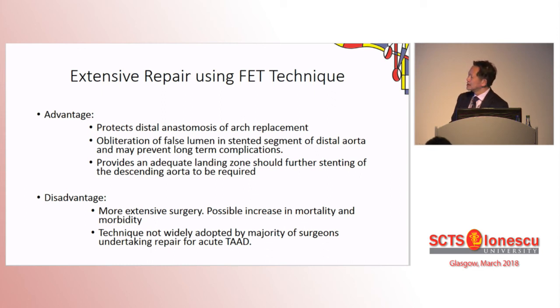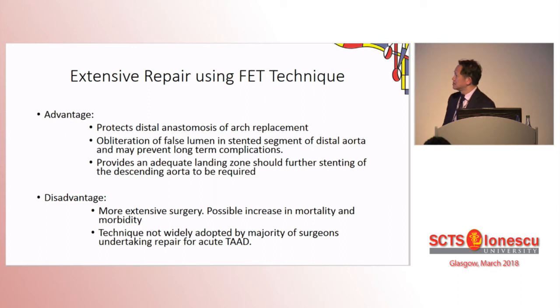But actually, then, if you look at the stented portion of the descending thoracic aorta, there's no doubt there is a high rate of false lumen obliteration and thrombosis very early on after surgery. And the question is, does this lead to a reduction in aneurysmal formation in this group of patients? That is only a theoretical advantage at the moment.